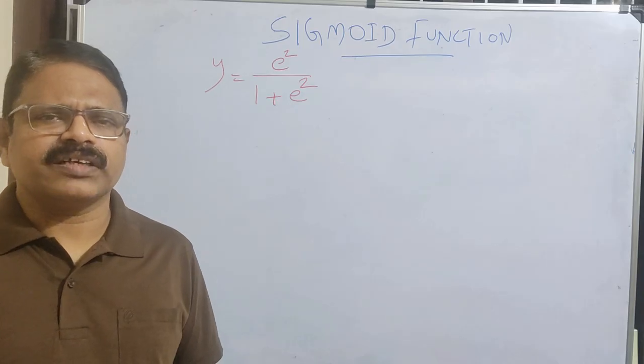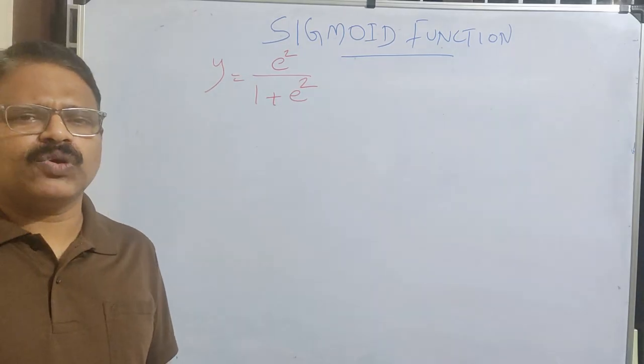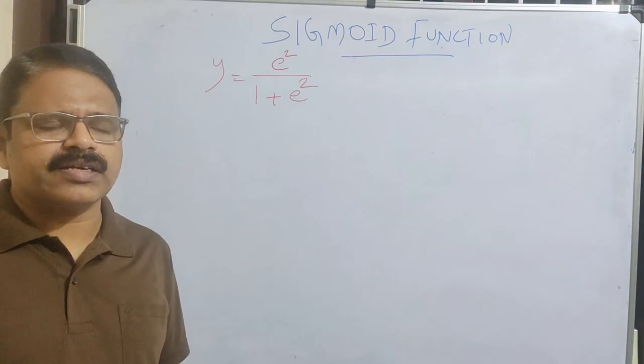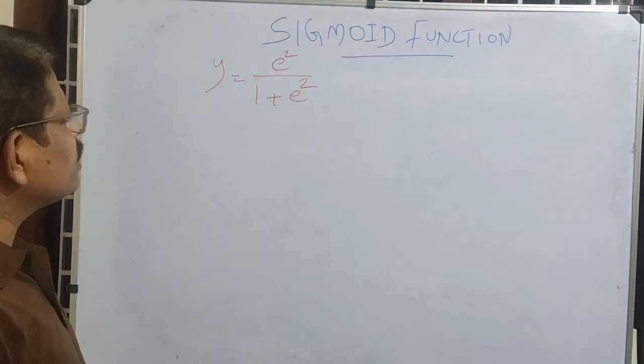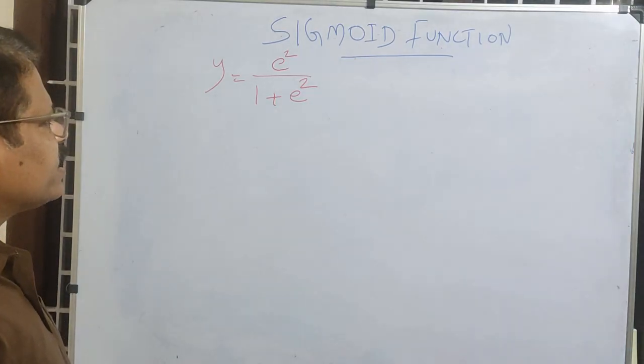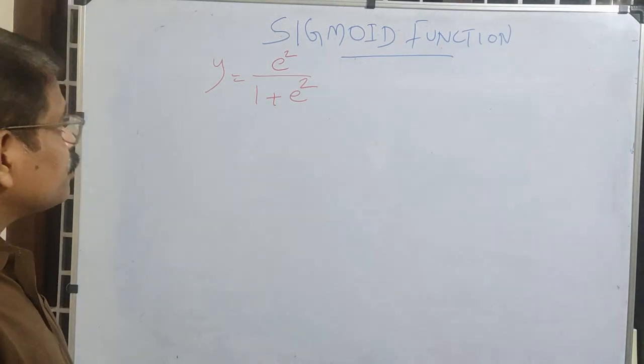The sigmoid function. It is very important to logistic regression. Y equal to e raised to z divided by 1 plus e raised to z. This is the sigmoid function.